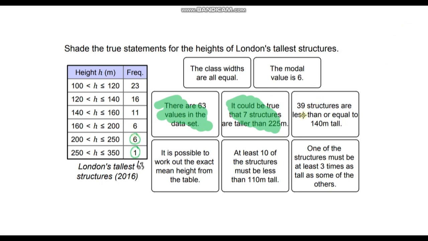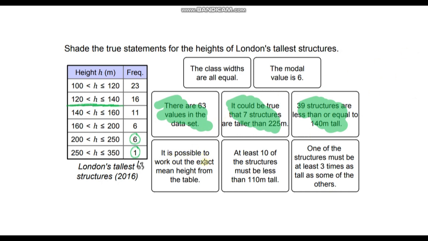Okay, the next one. 39 structures are less than or equal to 140 meters tall. So this is 140, so we can't include anything below this line. So it's going to be these 23 plus these 16, and that does take us to 39. So this one is also true. We've got 3 trues in a row. Doesn't mean the next one's not true, but let's have a look.